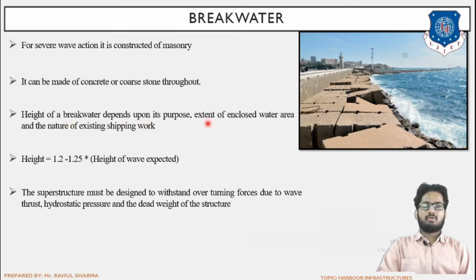Also, what amount of extent or what is the area of the enclosed space, that is how much is the basin area which is to be protected, will be another factor governing the height. So height basically is 1.2 to 1.25 times the height of wave expected. So which is generally the amount of height of wave which is expected to be received at that harbor. It will be 1.2 to 1.25 times the height of the wave expected.